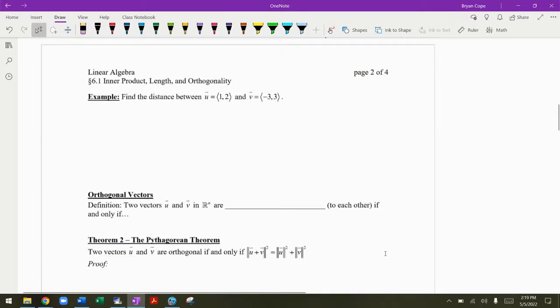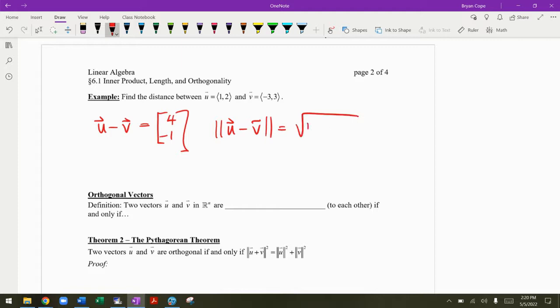So find the distance between (1, 2) and (-3, 3). Let's compute u minus v. So u minus v is 1 minus negative 3, or 4, and 2 minus 3, negative 1. And then we'll find the magnitude of u minus v, and that is the square root of 16 plus 1. So the distance between those two vectors is root 17.